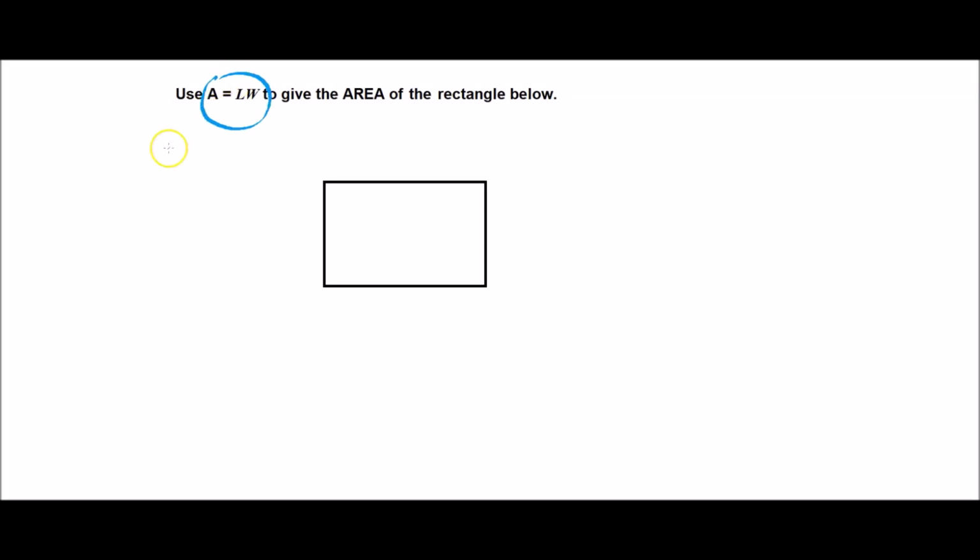Use A equals L times W to give the area of the rectangle. Okay, so we need to use a formula, and the formula is A equals length times width, and that will give us the area. Now for these kinds of problems, you are given the length and the width of the rectangle. So let's just give this one some random numbers.